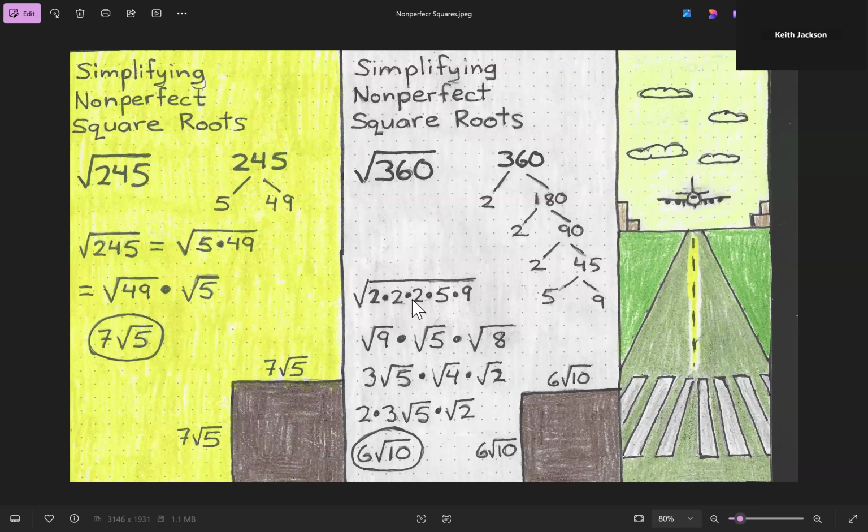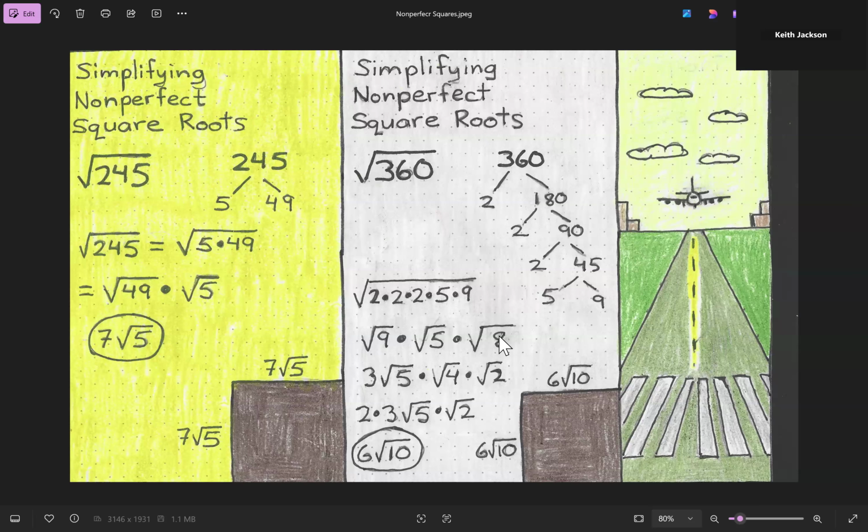And we know that 2 times 2 times 2 will give us 8, so we have the square root of 8. So again, we have the square root of 9 times the square root of 5 times the square root of 8. We already know that the square root of 9 is 3, so let's put it right here. And we're going to leave 5 inside the radical, so we already have the first part taken care of. So we have 3 times the square root of 5.